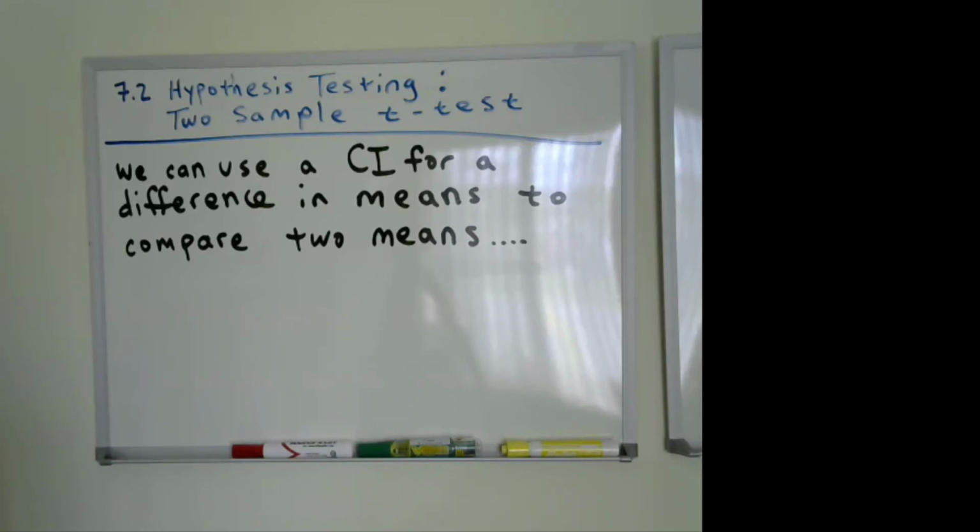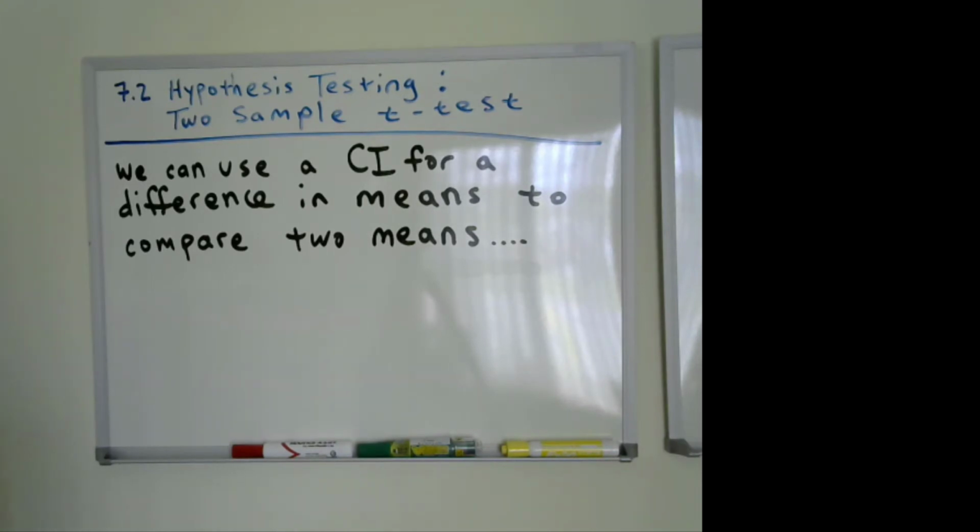We're going to move into the next chapter, chapter 7, which is about a new topic called hypothesis testing. And we're going to look at a procedure called a t-test. Basically, this is a formalized procedure to make a comparison between two population means.